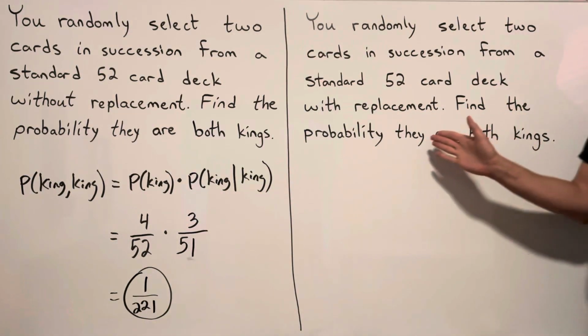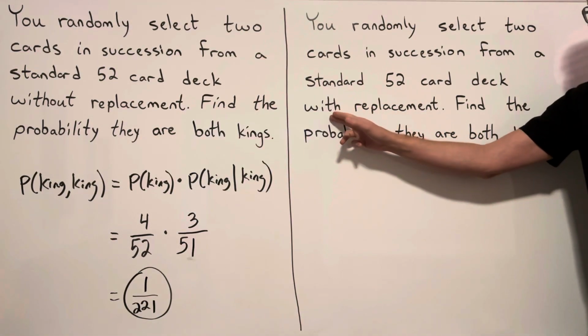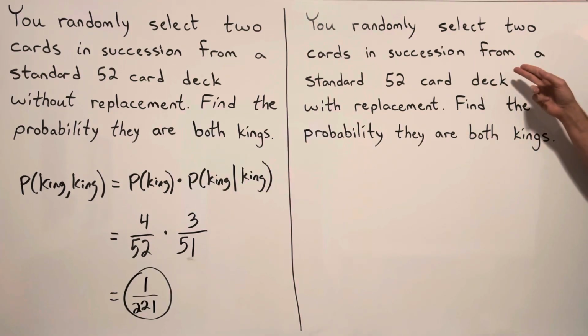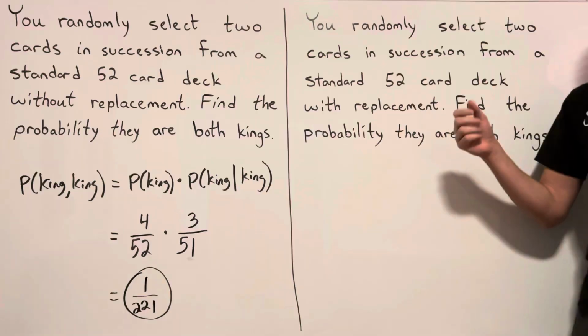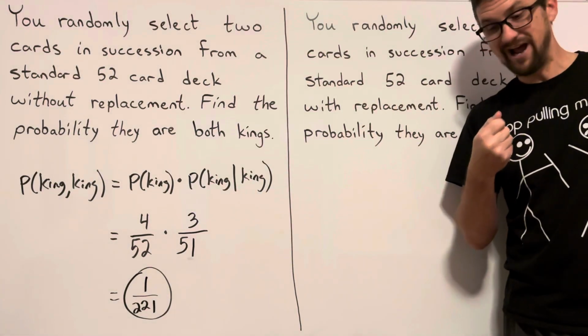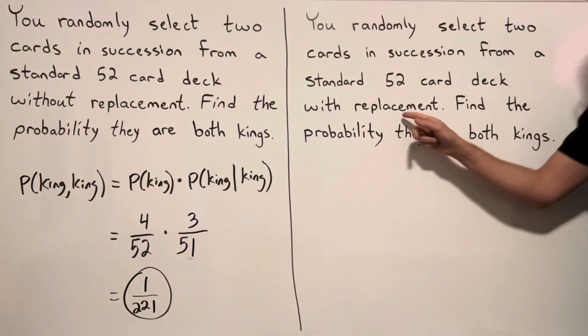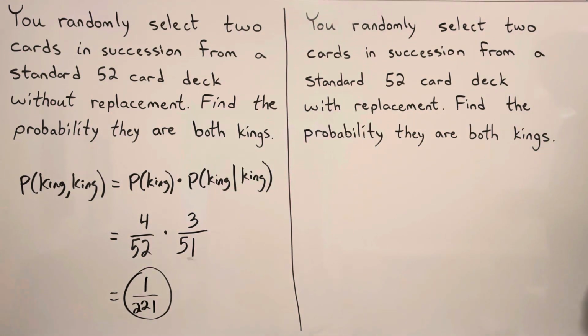It's the same deal. Everything's exactly the same, except it says with replacement. You randomly select 2 cards in succession from a standard 52 card deck with replacement. That means I take the first card, I look at it, and then I put it back with replacement. Find the probability again that they are both kings.